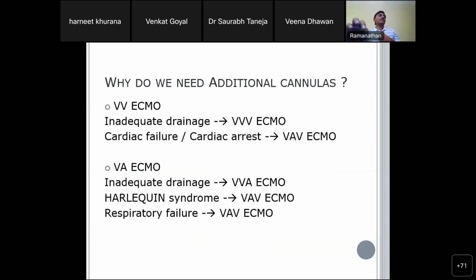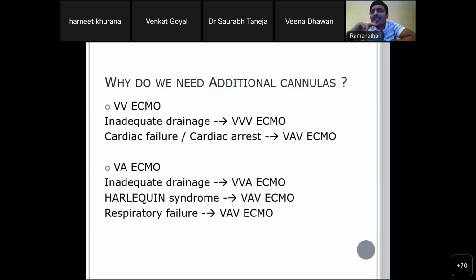Then comes the important question, why do you need additional cannulas? Additional cannulas, as I said earlier, are usually used to augment inadequate drainage. So when you have inadequate drainage and your patient is desaturating on veno-venous ECMO, you add an additional cannula to make it veno-venous-venous ECMO. Now, let us say a patient on veno-venous ECMO has a cardiac arrest. You have to convert this patient into a veno-arteriovenous ECMO. So essentially, the additional cannula now goes to the arterial side.